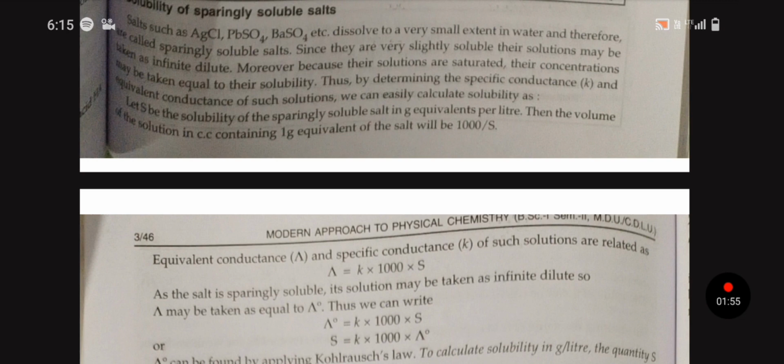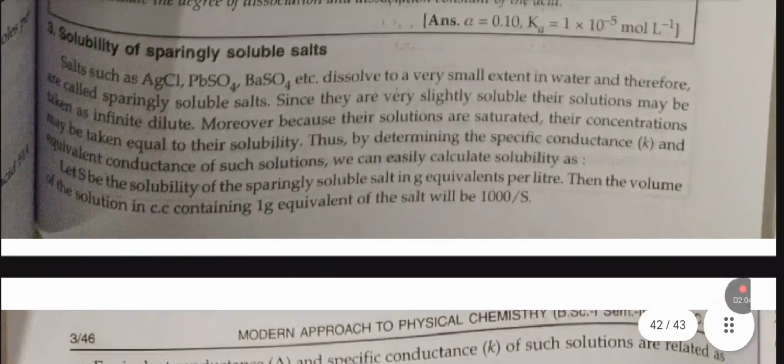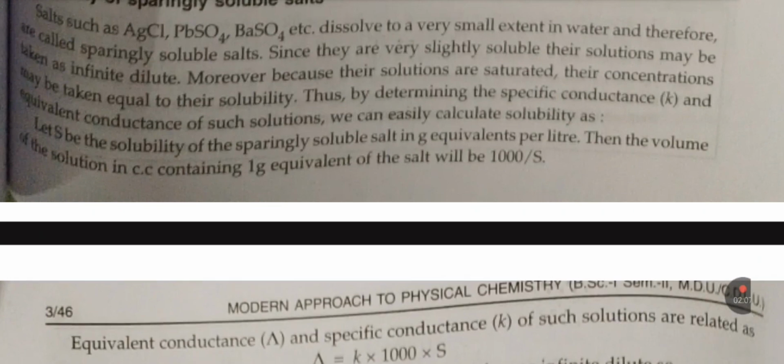Solubility of sparingly soluble salts. Salts such as AgCl, PbSO4, BaSO4, etc. dissolve to a very small extent in water and therefore are called sparingly soluble salts. Since they are very slightly soluble, their solution may be taken as infinitely dilute. Moreover, because their solutions are saturated, their concentration may be taken equal to their solubility. Thus, by determining the specific conductance and equivalent conductance of such a solution, we can easily calculate solubility.